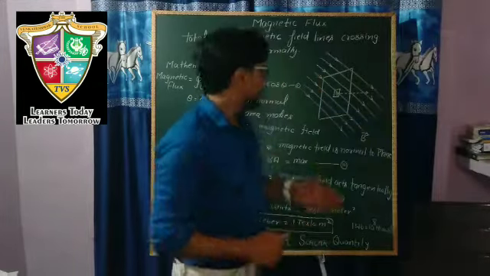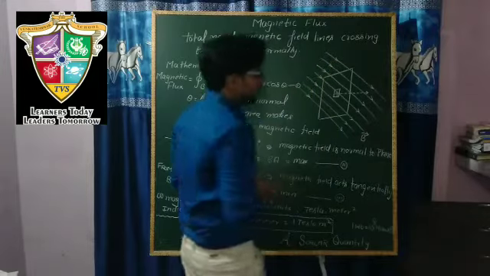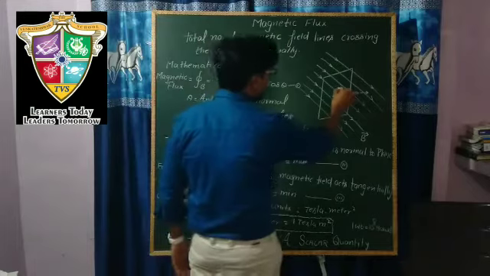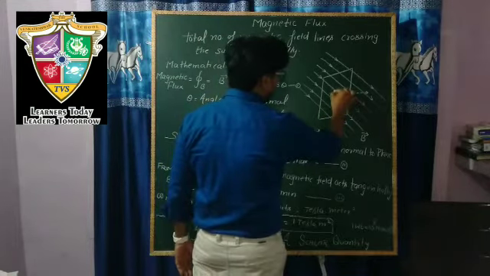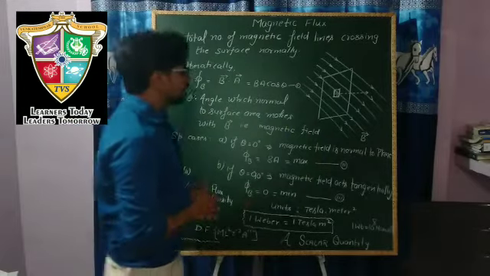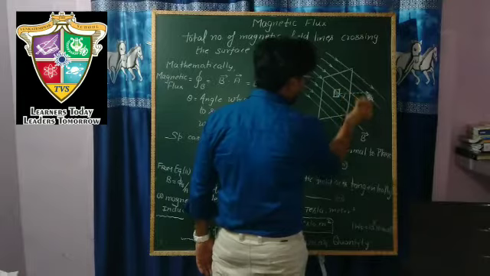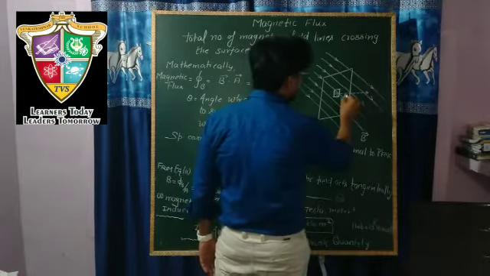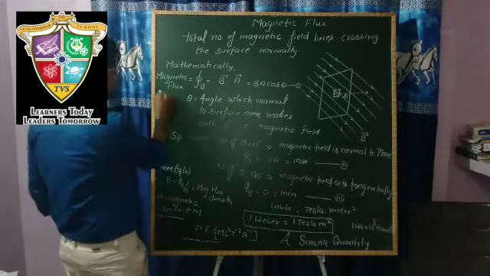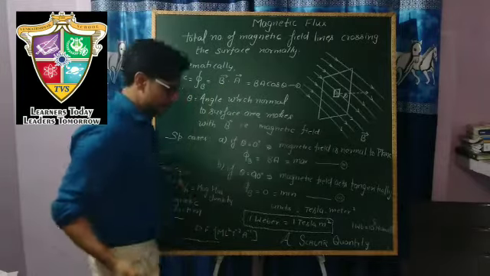Means if you have this area and magnetic field lines are crossing it, and this is an area element, and we know the area vector acts normal to the surface. So this is the area vector, and if the angle between this area vector and the magnetic field line is theta, then magnetic flux is given by the dot product of magnetic field and area.